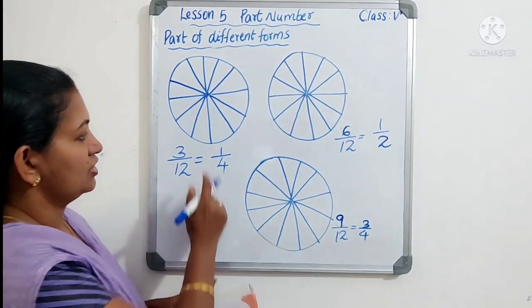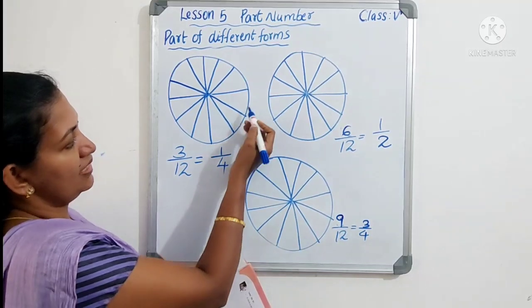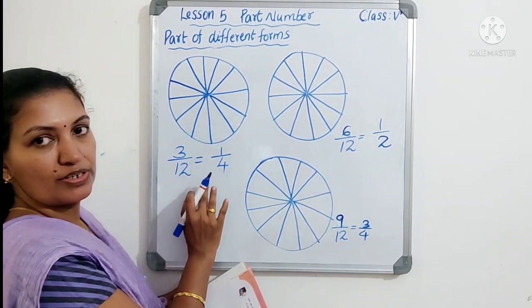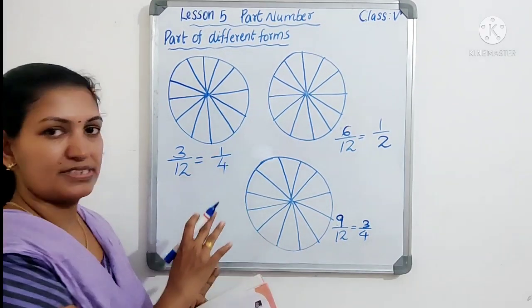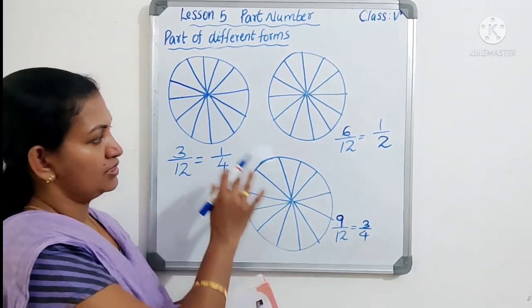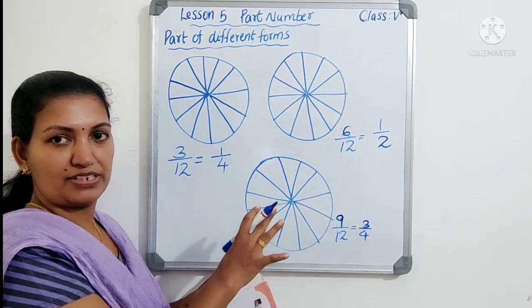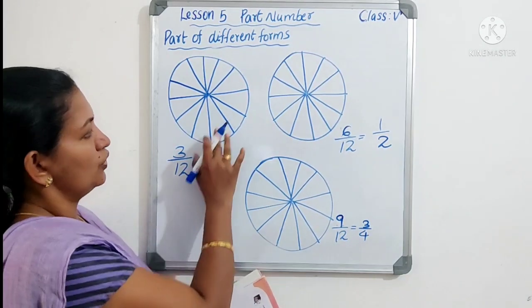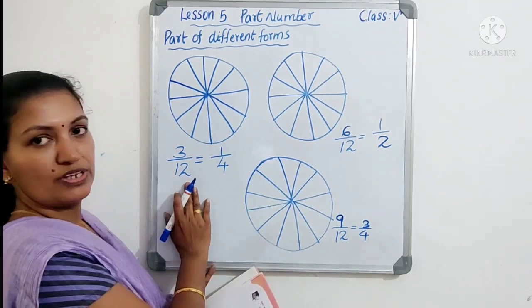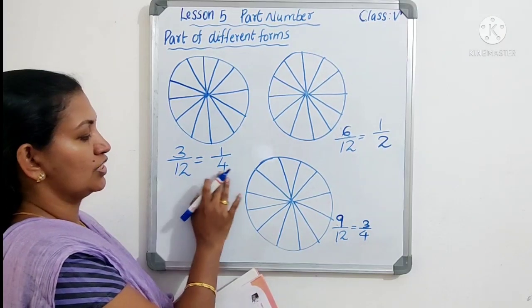Okay. So first picture, consider this circle. This circle is divided into 12 equal parts. So this circle is divided into 12 equal parts. Then 3 by 12 is equal to 1 by 4.